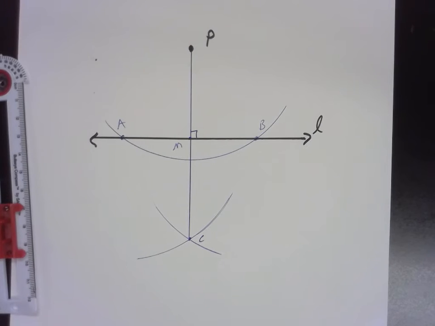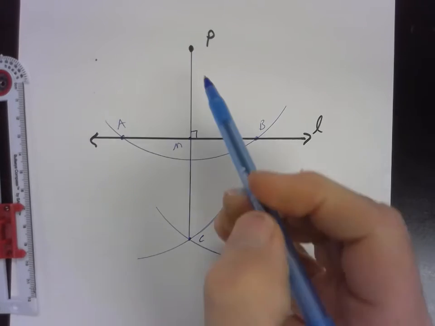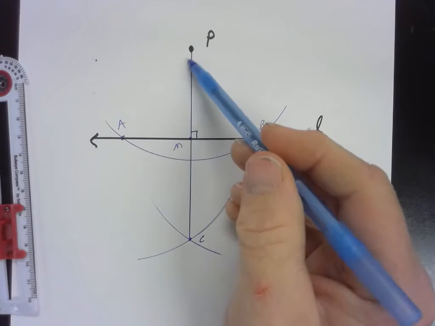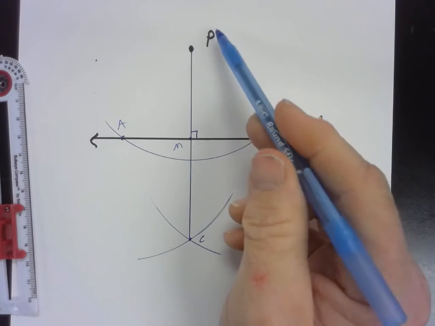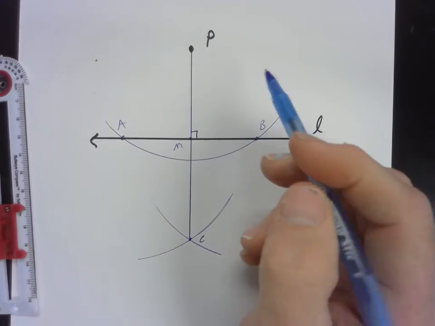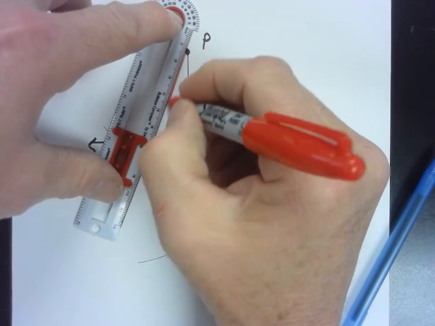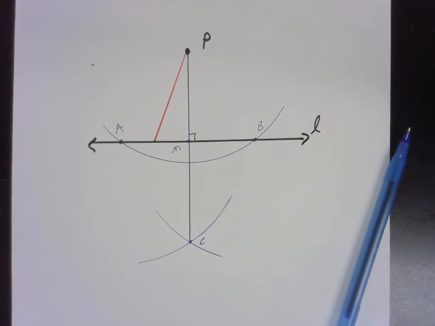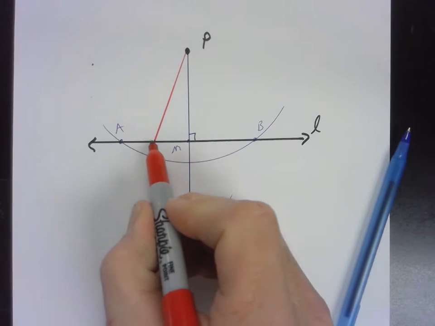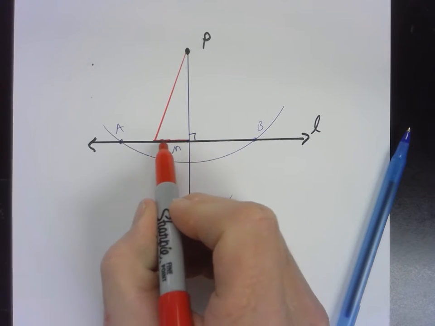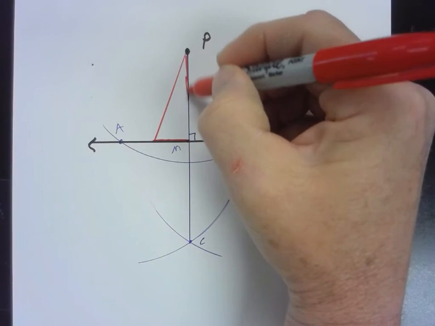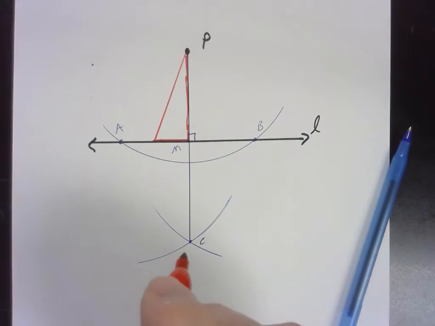Now, could there be another line that could go from point P through line L and still be perpendicular? Like, could we have another line over here, like another segment? Could that one also be perpendicular to line L? Is it possible? Are you sure? How are you sure? Take a look at this triangle right here. What kind of triangle is that? A right triangle.